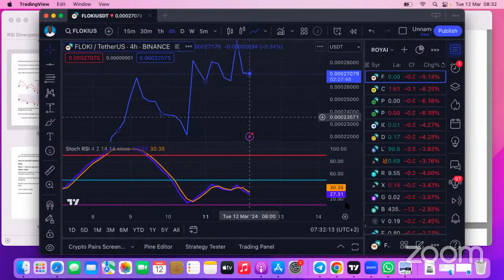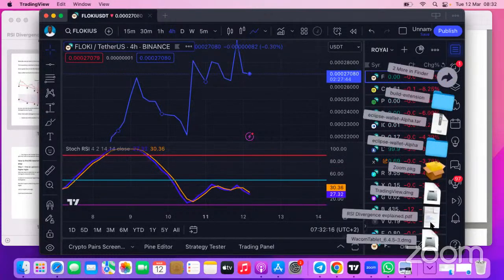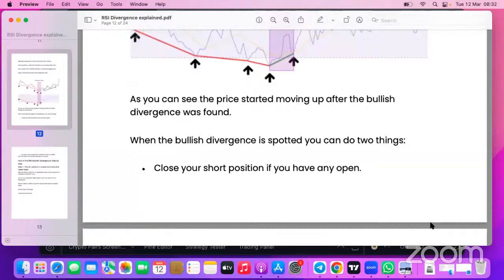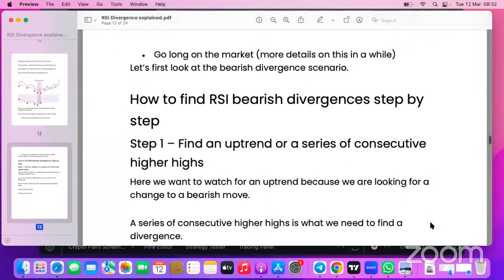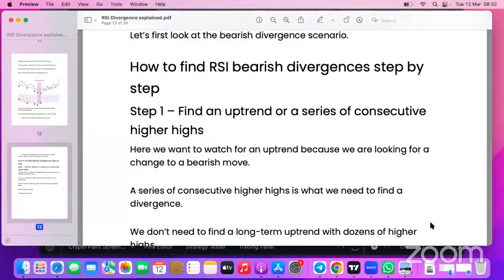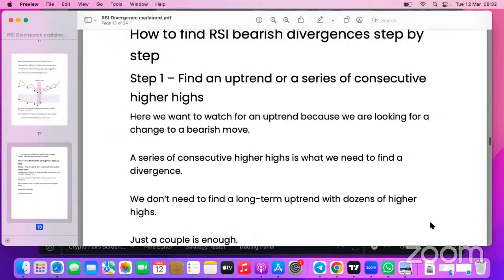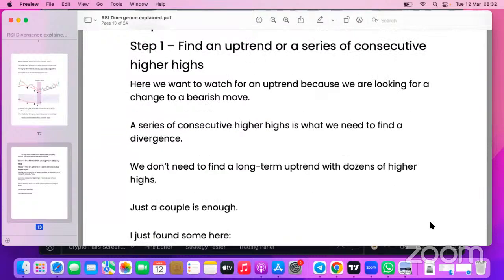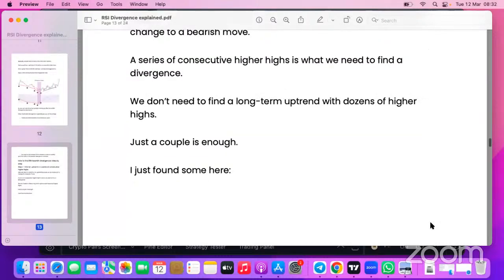So now let me go to the second type of divergence, and I will now look at the bearish divergence. How do we find the bearish divergence? How do we find out that this coin is now going to go down? One, find an uptrend, a series of consecutive higher highs. Here we want to watch an uptrend because we are looking for a chance of a bearish move. A series of consecutive higher highs is what we need to find the divergence. We do not need to find a long-term uptrend with dozens of higher highs. Just a couple is enough.